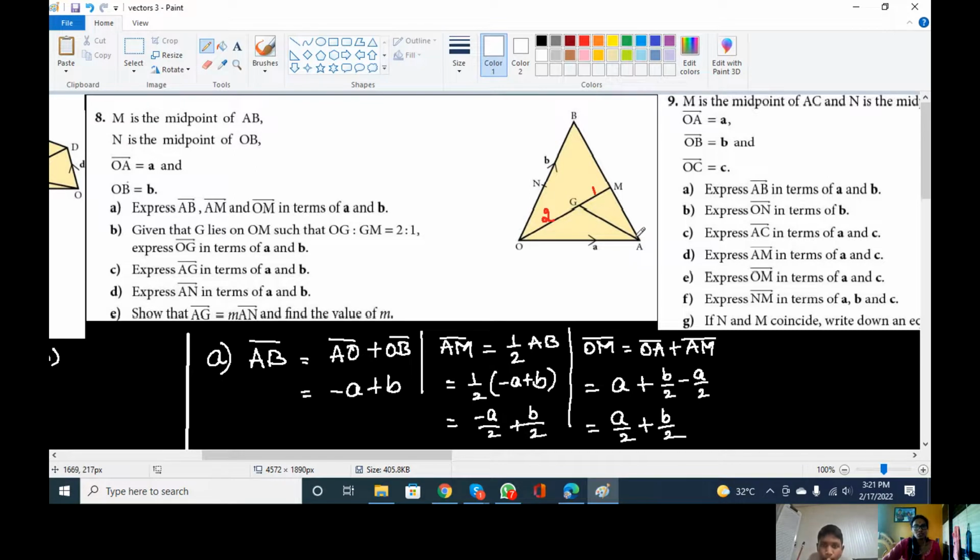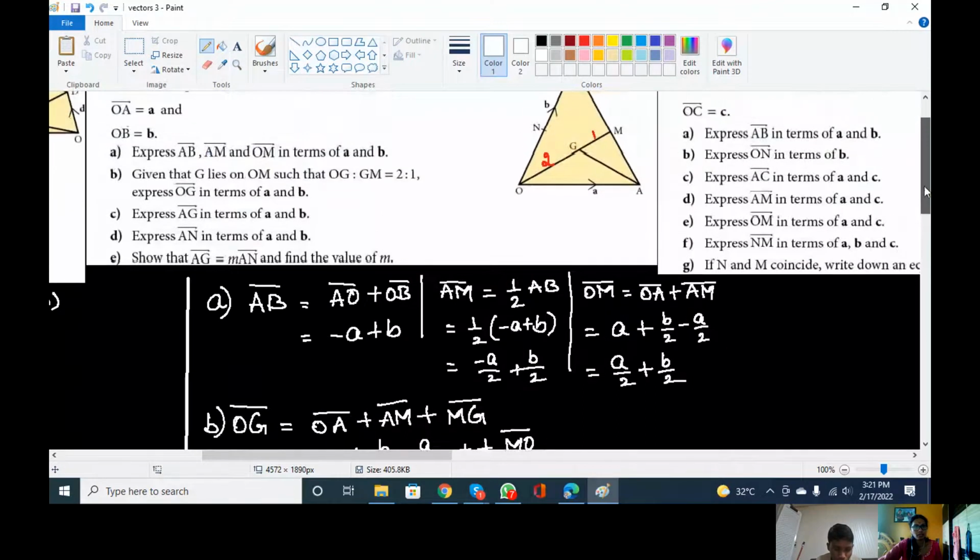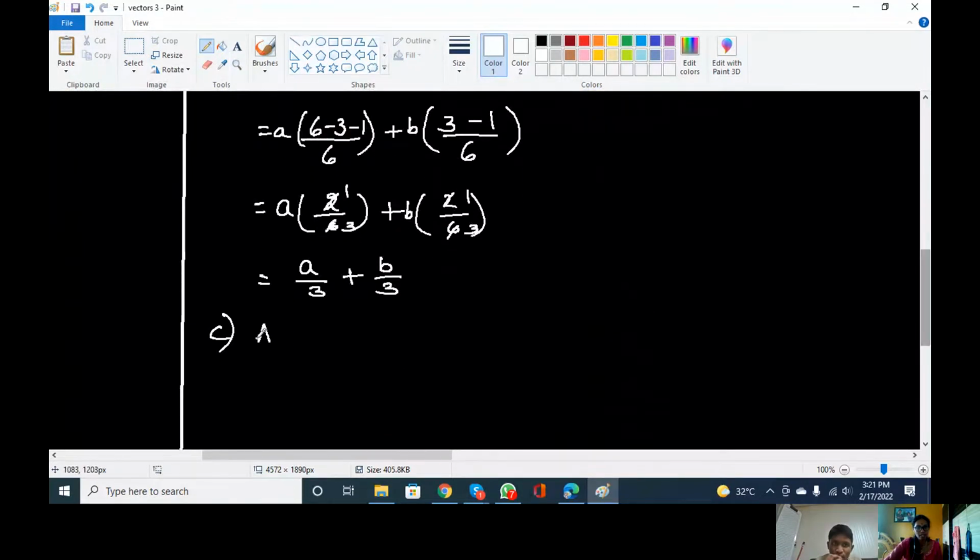So if you want to find out the value of AG, A to the G, we can go A to the O plus O to the G. OG we found. I thought we found MG, but not. So we found OG in the B bit. So that one we can utilize here. Okay. So now AG. Vector AG is equal to AO vector plus OG vector.